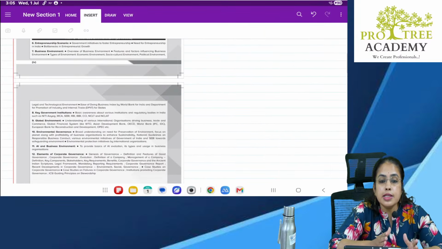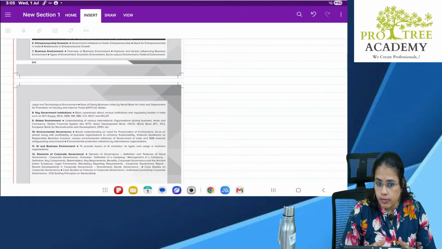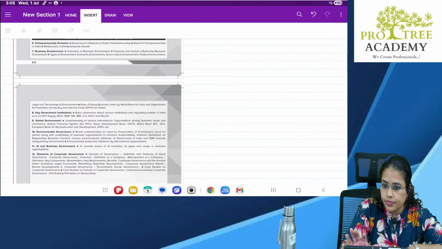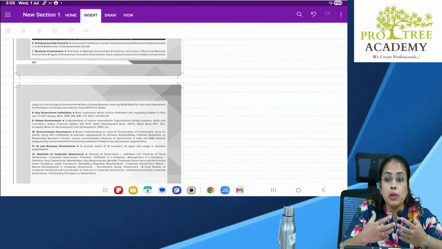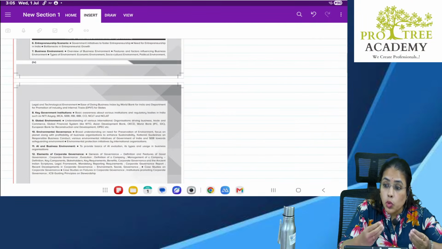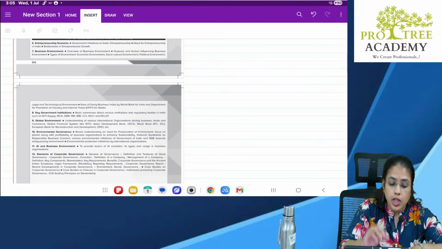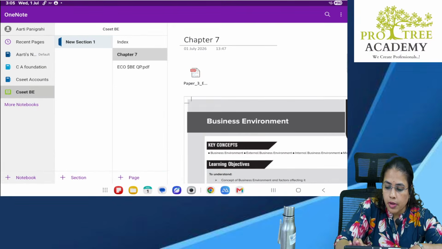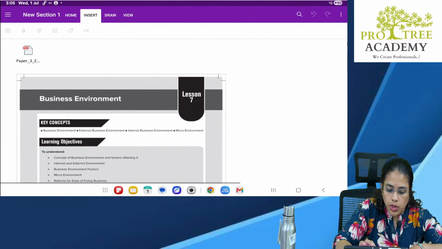Now, this is the second batch. The first batch has already done one exam. So you will be very inquisitive to know how the question paper is coming, right? So I have got a question paper for you. You can see the question paper. So how is the question paper?